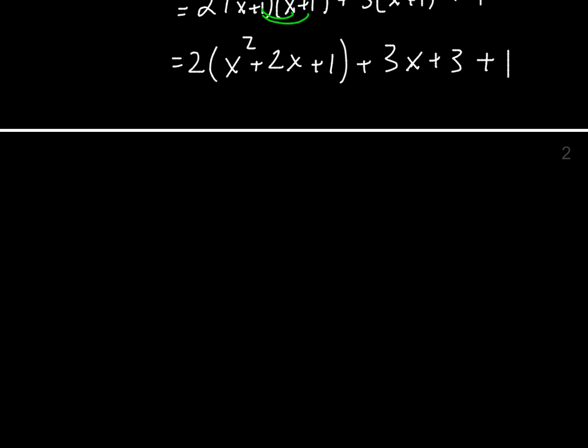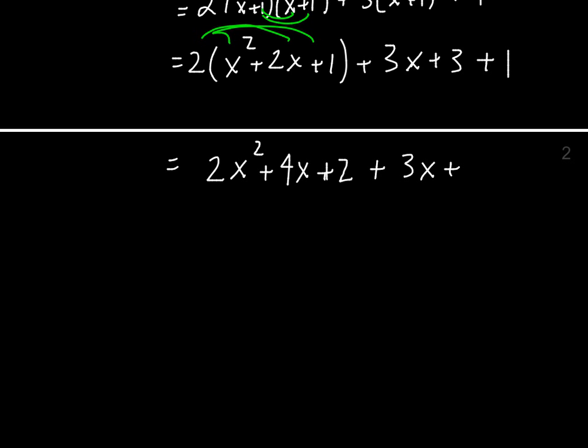Now distributing the 2 that's in front here everywhere, I get 2x squared plus 2x plus 4x plus 2 plus, I copy the 3x plus 3 plus 1, 3x plus 3 plus 1. Now I can group all the common or similar terms.